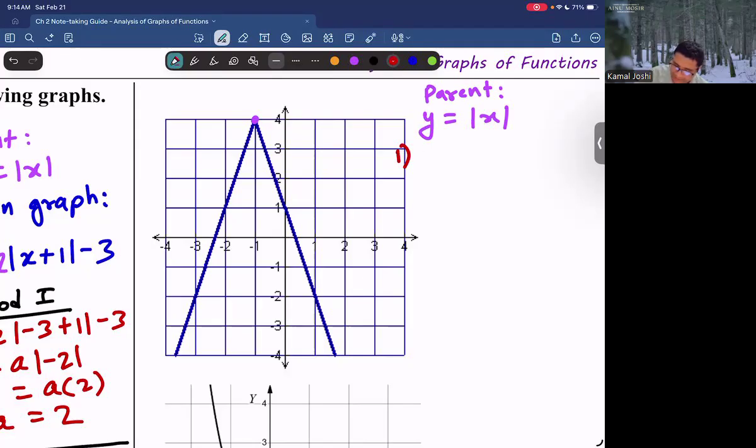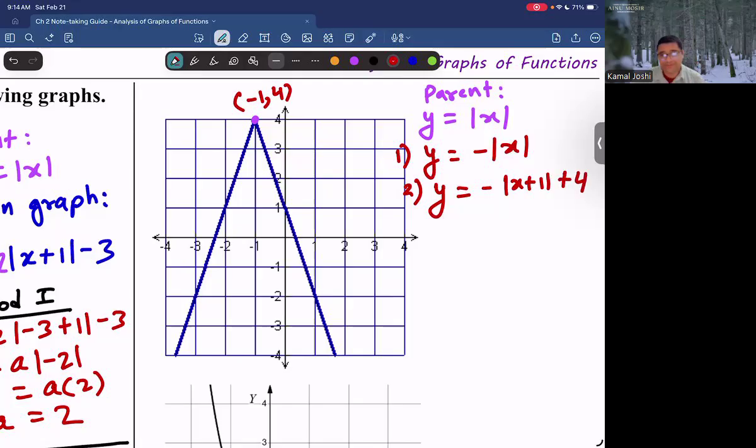Step 1, it has been reflected down. So minus of absolute value. Step 2, it has been shifted. So I'm going to look at the coordinate. This is -1, 4. 1 unit left, 4 units up.